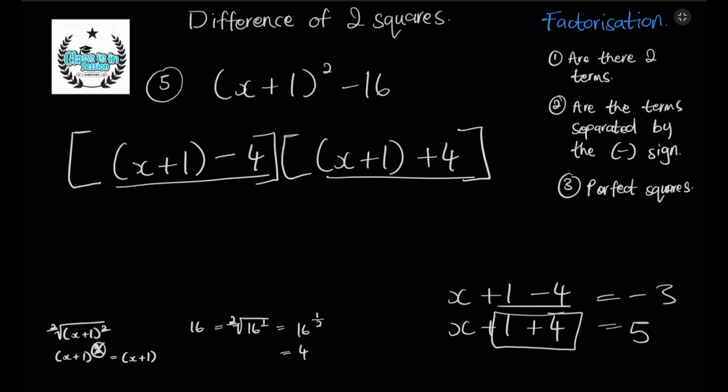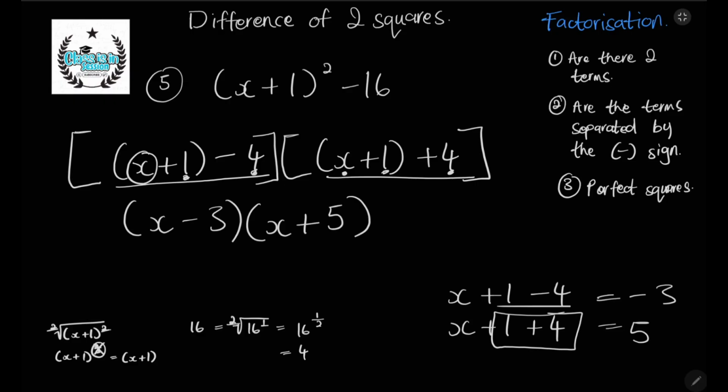So our final answer will be x, then 1 minus 4, which is a negative 3. In the second bracket, we have our x, 1 plus 4. This time we change the sign. 1 plus 4 is 5. So this is your final answer. That is your fully factorized answer, and that is how we deal with the difference of two squares.